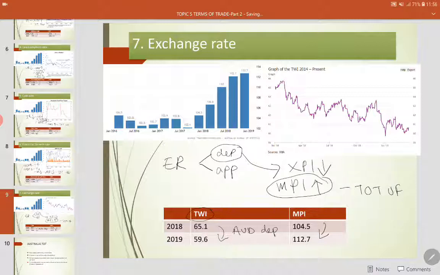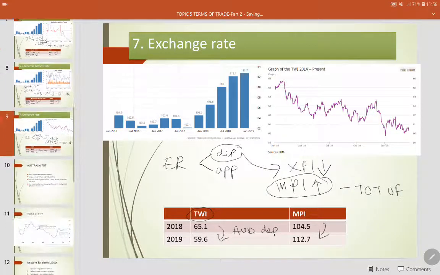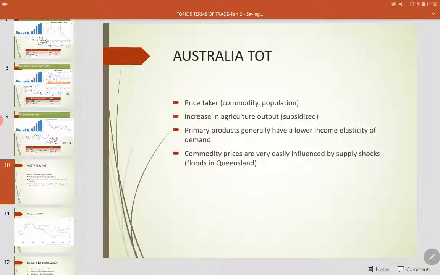Okay, so when you explain the effect, you relate to depreciation or appreciation, give an example and give a final result, what happens to the terms of trade, whether favorable or unfavorable. Okay, now we have done with factors, both micro and macro factors. Now look at Australia's terms of trade. What has happened to Australia's terms of trade over the years?